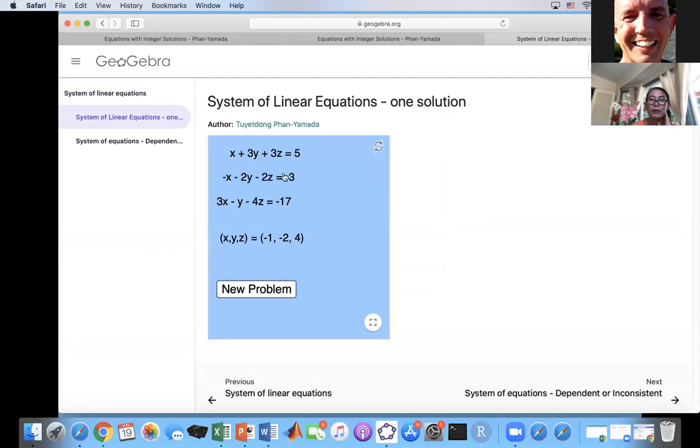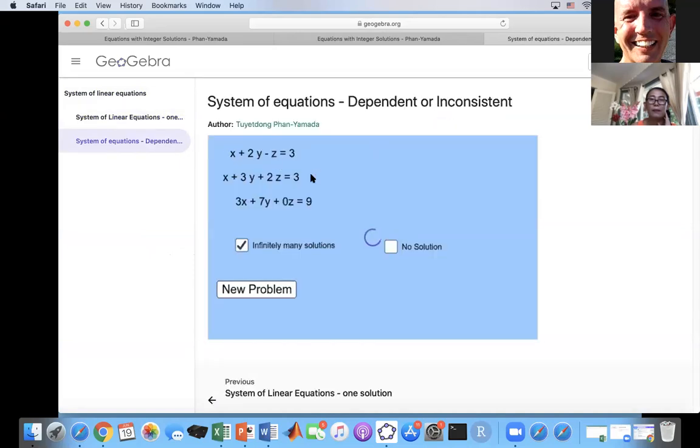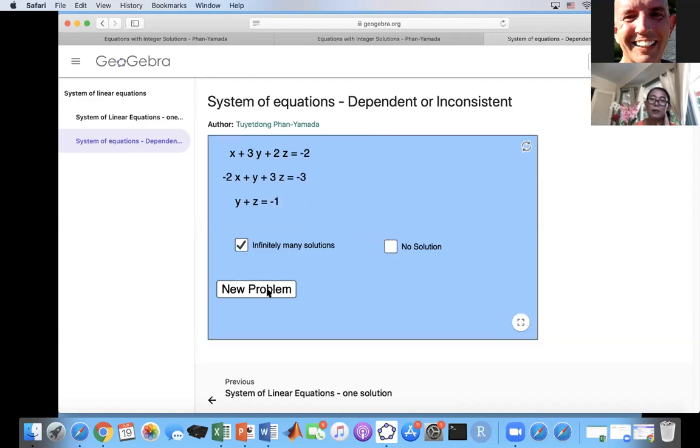So when you go in here, you have the system and they give you the answer right here. So new problem, and then you can have all the things you have in here. And for the second one, this one right here, you have infinitely many solutions. They don't give you the solution set, but they let you know this system will have infinitely many solutions. And if you change new problem, you will see a new problem right here.